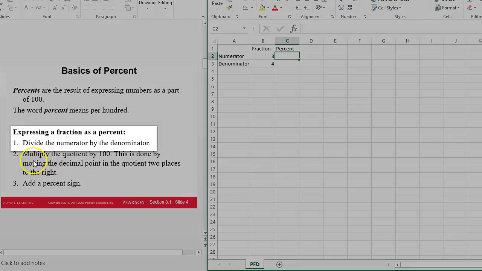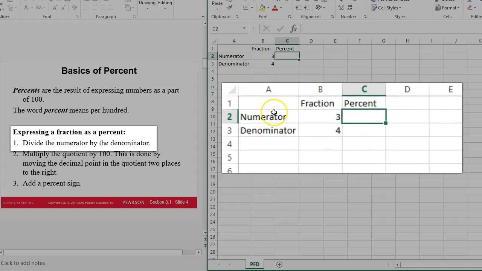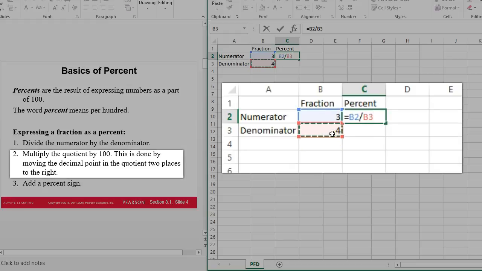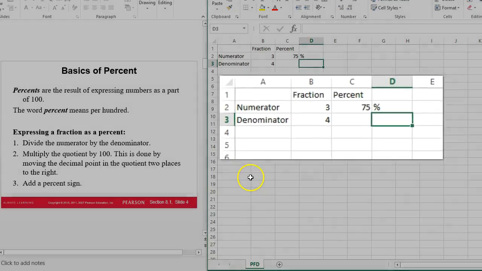Now, percent, how do you get percent? Divide numerator by denominator and then multiply. So what I'm going to do is in this box under percent, I'm going to type this symbol, the equal symbol. Alright, and then divide numerator by denominator. So click the numerator and then divide by the denominator. Click the denominator and then hit times, the next thing says multiply that by 100, so times 100. Alright, and then enter, and then add a percent sign. So there's the percent symbol.